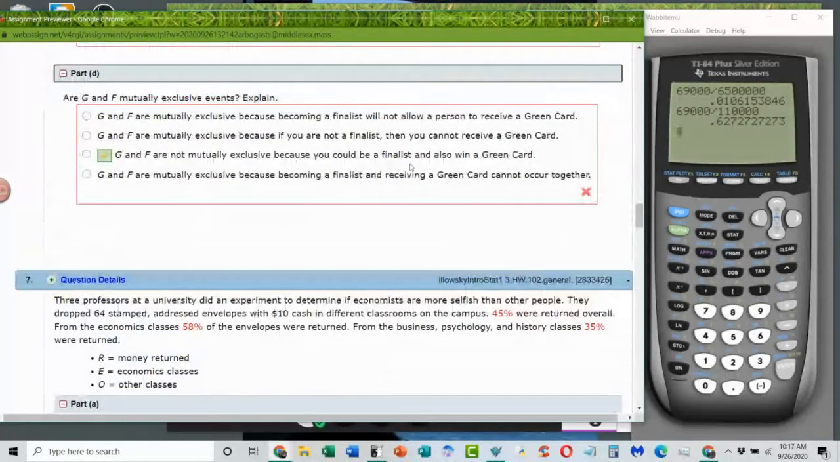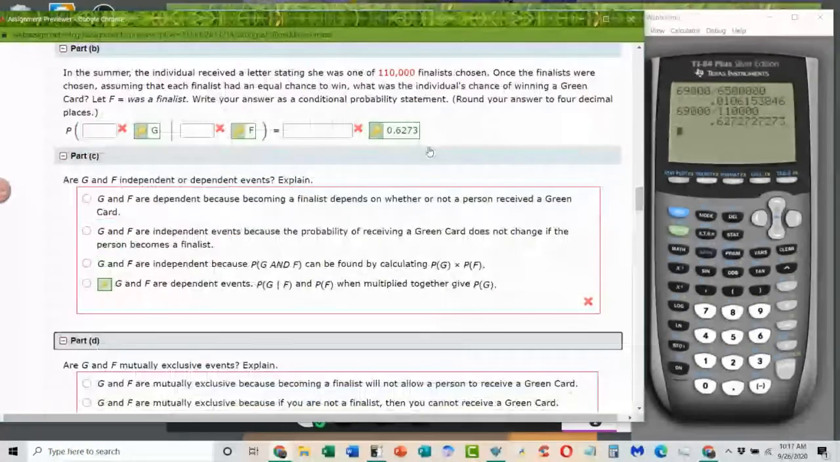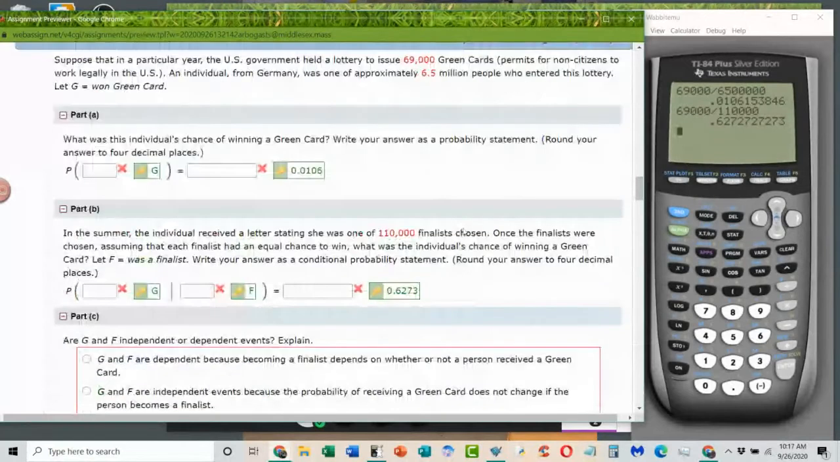And here they say you can be a finalist and win a green card. So what would be mutually exclusive is getting a green card and not getting a green card. Those are mutually exclusive. Or getting a green card and, I guess, being a U.S. citizen, because if you're a citizen, you don't need the green card, since it's only for non-citizens. But realistically here they're asking, are green cards and finalists mutually exclusive?